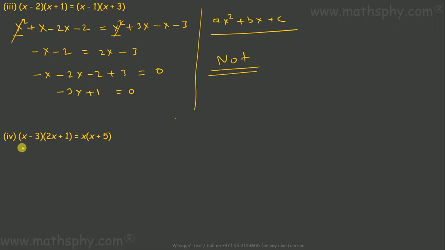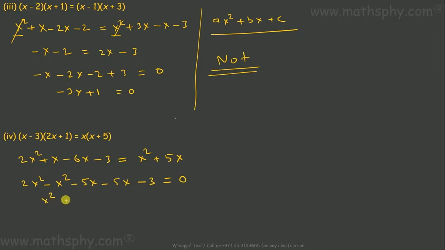This one here: x into 2x, 2x squared plus x minus 6x minus 3 equals to x into x squared plus 5x. Okay, 2x squared minus x squared. This is x minus 6x, negative 5x. This 5x comes this side, negative 5x. Negative 3 is equal to 0. So this is x squared minus 10x minus 3 equals to 0. So I have x squared, 2 is the highest degree, ax squared plus bx plus c. This can be done. So this is quadratic.